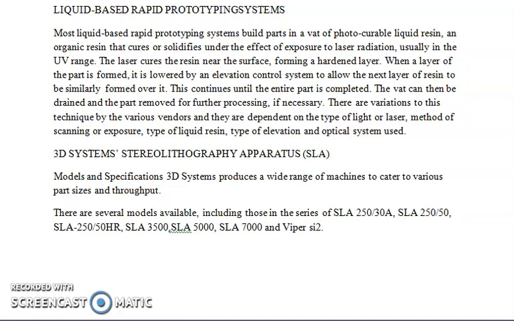3D Systems stereolithography apparatus, that is known as SLA also. Models and specifications. 3D Systems produces a wide range of machines to cater to various part sizes and throughput. There are several models available, including those in the series of SLA 250 by 30A, SLA 250 by 50, SLA 250 by 50 HR, SLA 3500, SLA 5000, SLA 7000 and Viper SI2.